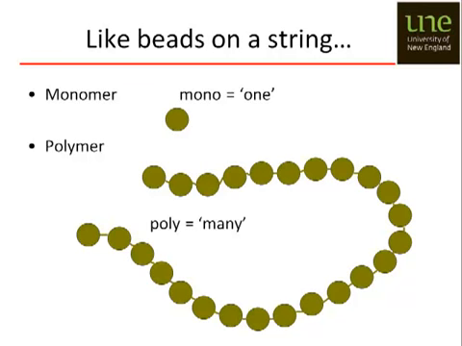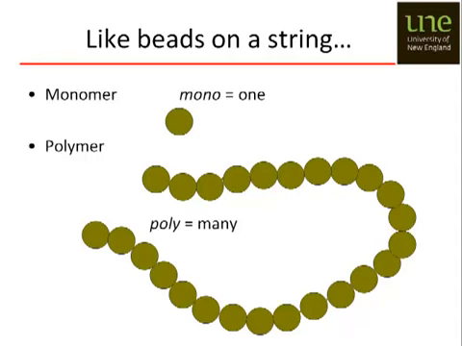So a very common analogy is to think of a linear polymer, a linear macromolecule, as like beads on a string, though of course there actually is no string. So our little green circles here correspond to our monomers, from the Greek word for one, and all of our circles put together is our polymer, from the Greek word for many. Let's make this a little bit bigger to demonstrate that there is no string.